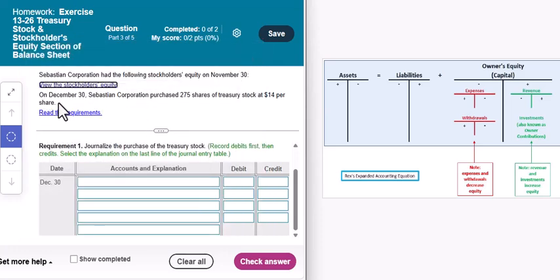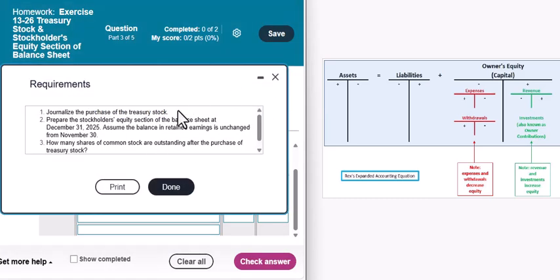On December 30th, Sebastian Corporation purchased 275 shares of treasury stock at $14 per share. And then read the requirements. You can see each of the pieces of the problem here. We'll close out of that for now too.